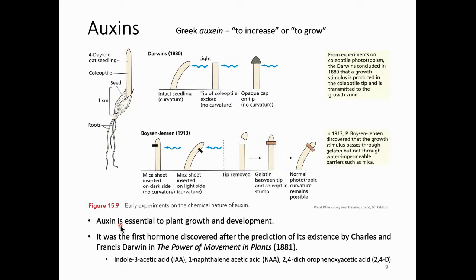It was discovered by Charles and Francis Darwin, the same Darwin who went on the Beagle in order to come up with his idea about evolution. So Darwin, the father and the son, were interested in the fact that younger plants tend to bend toward the light.